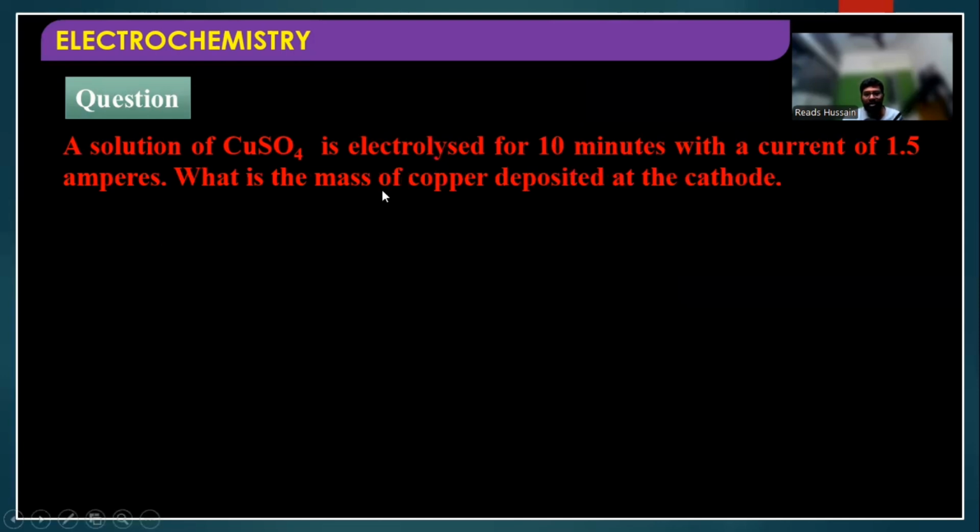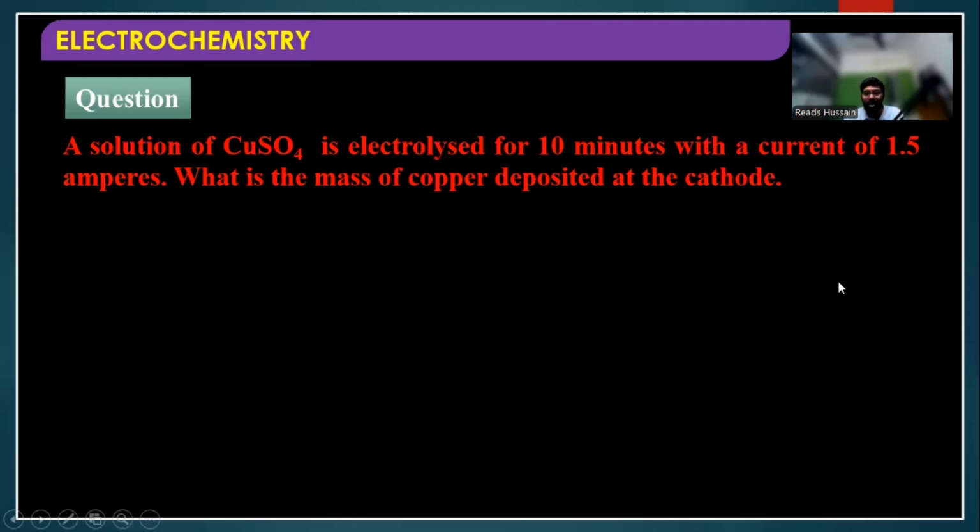A solution of copper sulfate. This problem is from your textbook, and this question is asked many times in board exams as well as competitive exams. A solution of copper sulfate is electrolyzed. Electrolyzed means we have sent electricity through the solution of copper sulfate for 10 minutes with a current of 1.5 amperes. You remember one thing: when the current is given in amperes, we have to use the second formula of Faraday's first law. What is the mass of copper deposited at the cathode?